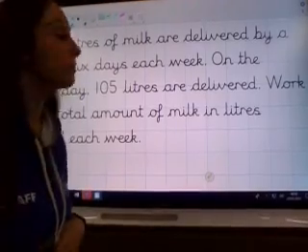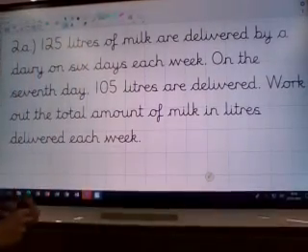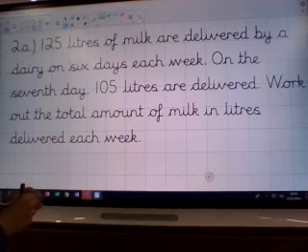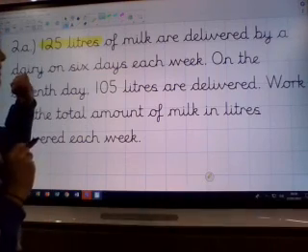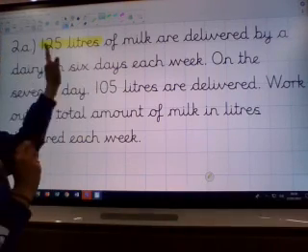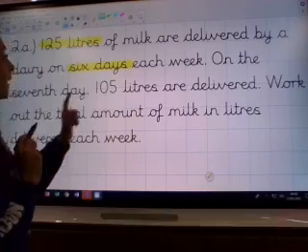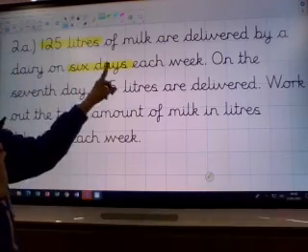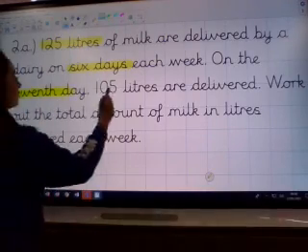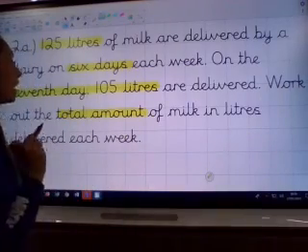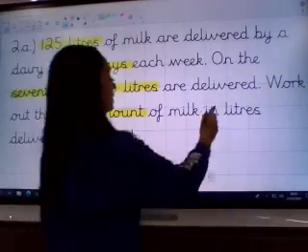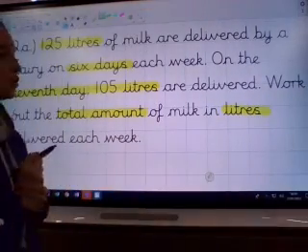Okay, let's have a look then. So this one says 125 litres of milk are delivered by a dairy on 6 days each week. I'm going to highlight my keywords as I go. So 125 litres is going to be key, isn't it? On 6 days a week. On the 7th day, 105 litres are delivered. Okay. Work out the total amount of milk in litres delivered each week.